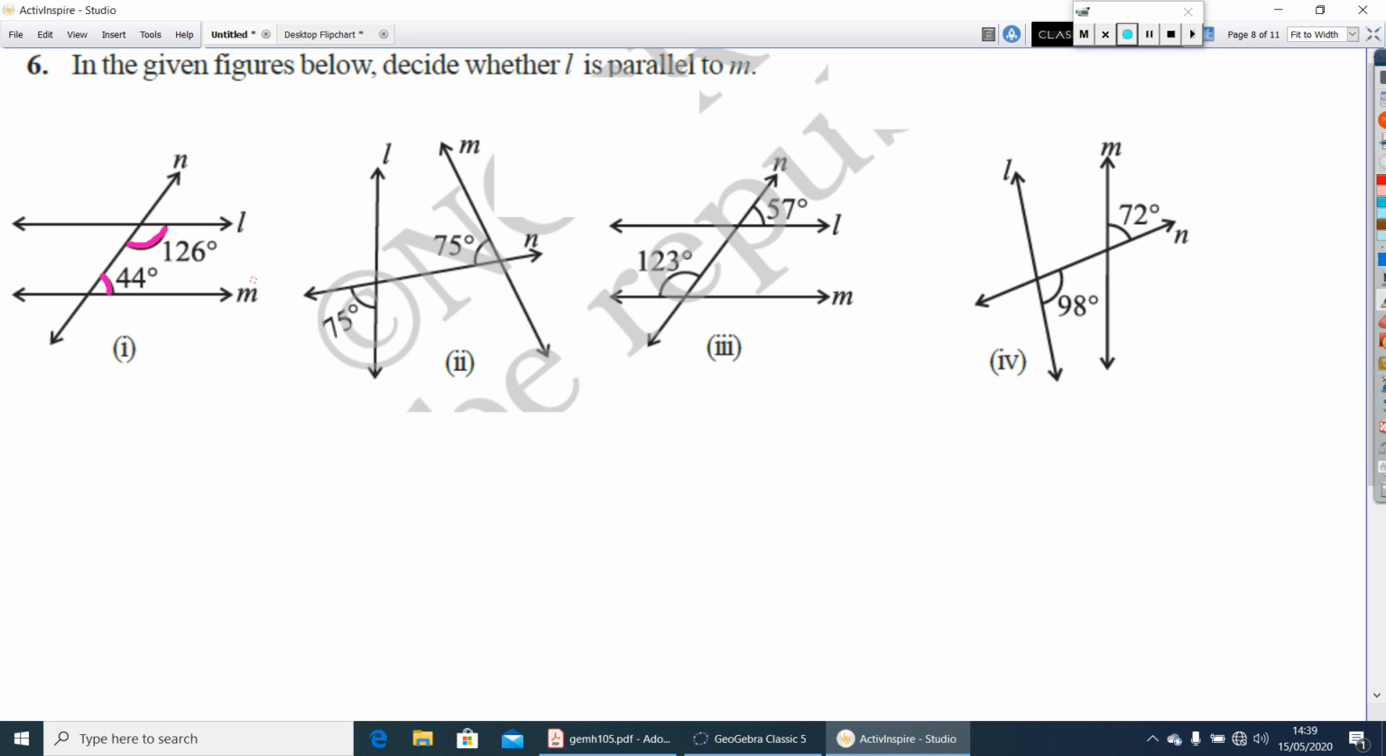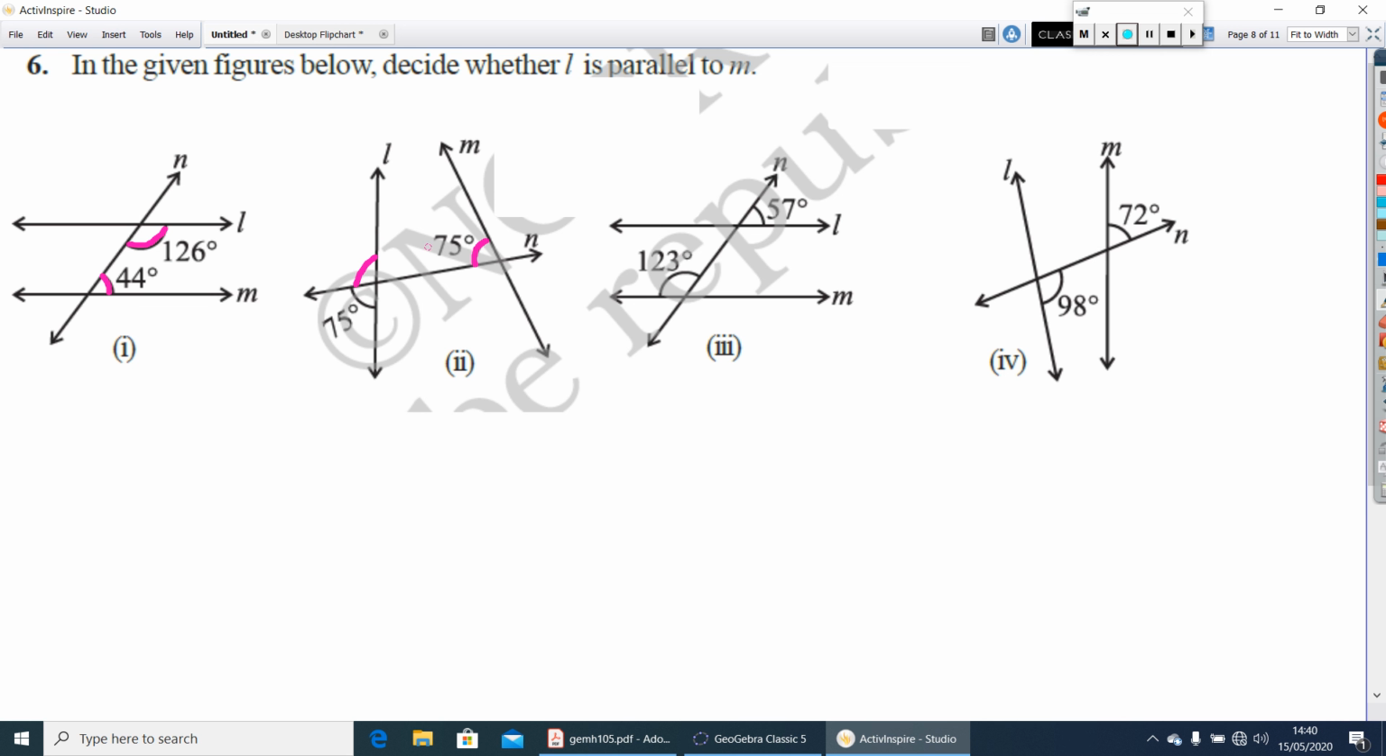Now here one interior angle is given. If you can find this angle and find that it is 75, corresponding angles are equal, so you can write lines are parallel. So first find this angle. Now this is 75, the linear pair of angles, so they are supplementary. Then 75 plus this angle should be 180 degrees. Find that angle and check whether they are equal or not.